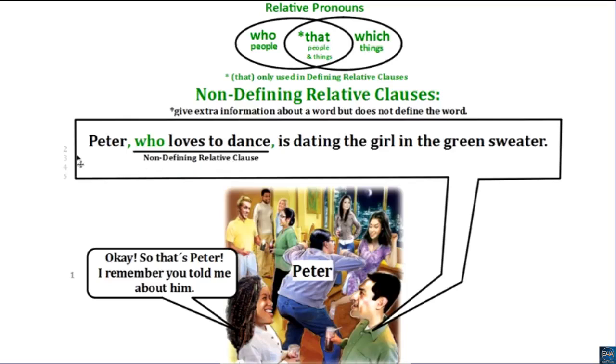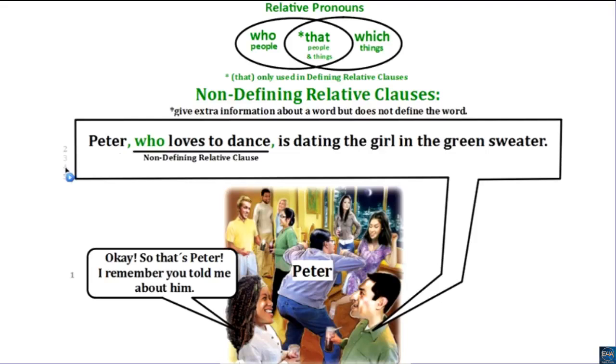If we think about this, Peter is a person that both of them now know. We're not thinking to ourselves, which Peter are you talking about? So when we talk about Peter, we're just going to give extra information about Peter. And that's what the non-defining relative clauses do. They give extra information about something that we just talked about, okay? So this information is not defining Peter. We understand who Peter is. It's just giving extra information. And for that reason, it's a non-defining relative clause, okay?